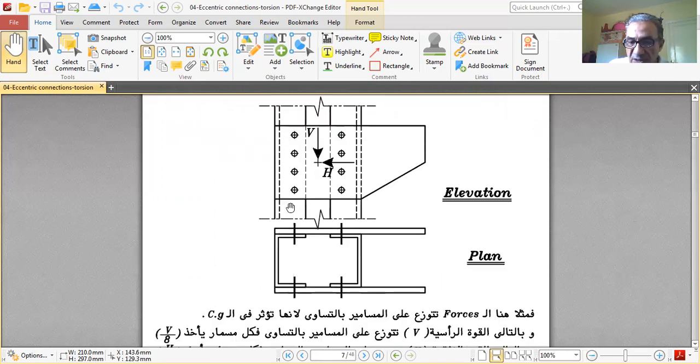This is the elevation and this is the plan. Two brackets in each side. These B and H are half on this side and half on that side, or they are taken by 16 bolts, 8 on this side and 8 on that side. So these are the forces in the column or in the bracket going to the column. These forces are taken by two brackets, say 8 bolts on this side and 8 bolts on that side.